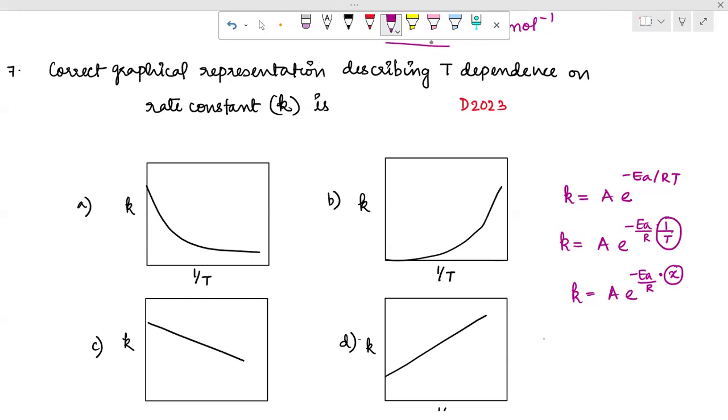If I take it to the denominator, K is equal to A divided by e to the power some constant, I'm not bothered about the constant, into X. So this minus, when it comes to the denominator, becomes plus.